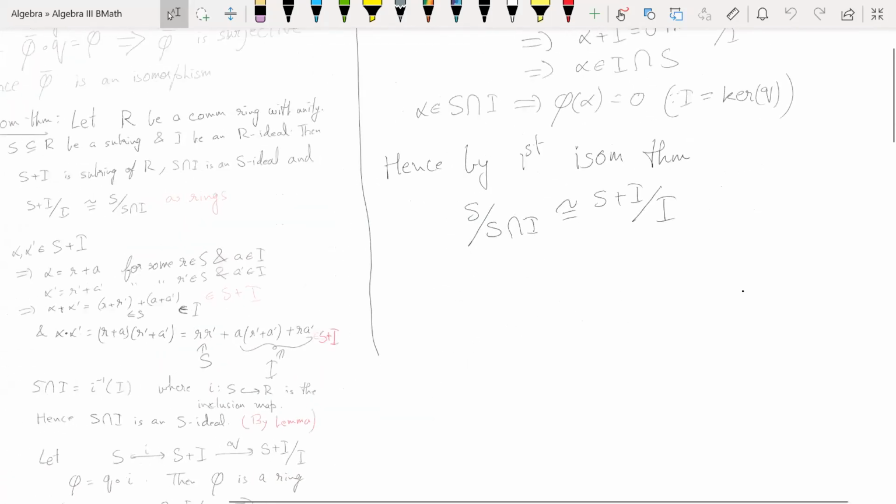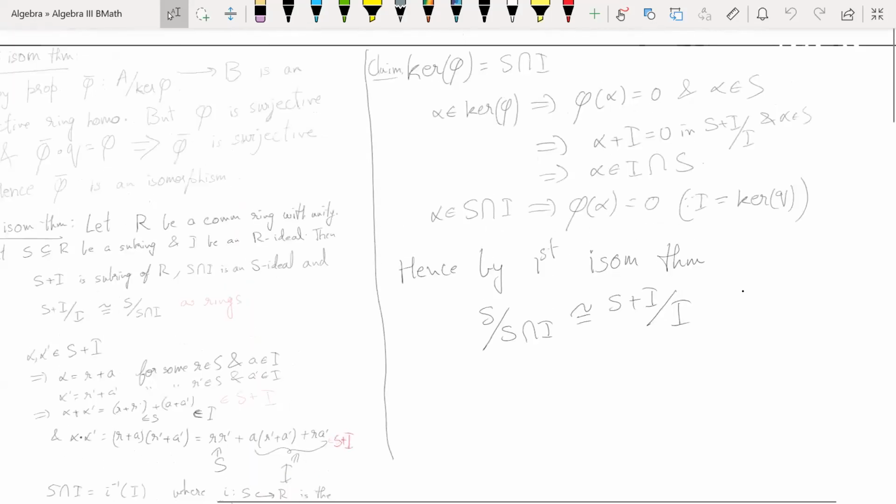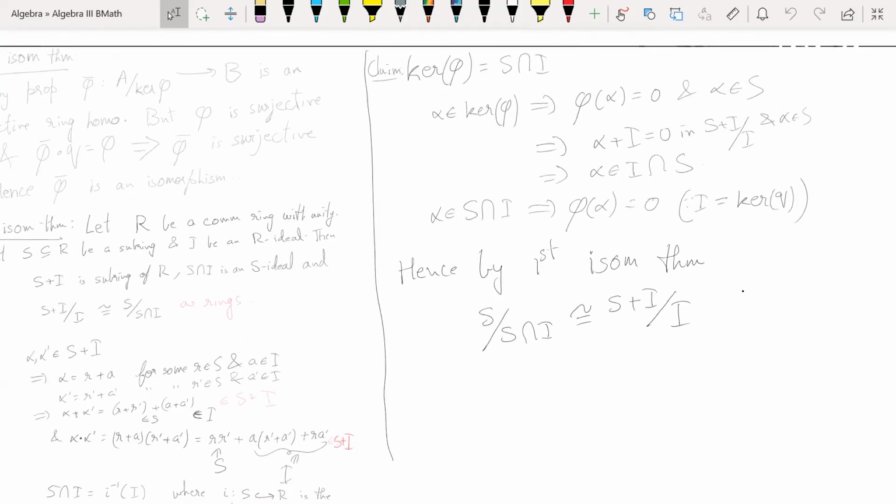If you look at the diagram, there is a proof using elements, but you just think about it. Kernel of Q is I. And then if you are looking for the kernel of I composed with Q, then it has to be something in S, so it has to be S intersection I. So intuitively it's clear, and then you just write down that proof in terms of elements.